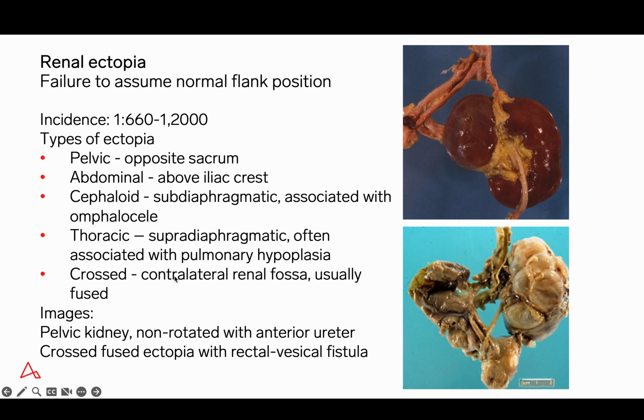And they can be crossed in the opposite renal fossa, in which case they are usually fused. The image on the lower right shows a cross-fused renal ectopia. Both renal masses are in the left flank, and we can see a crossing ureter going over here, the other ureter placed here. The patient also had a rectovesical fistula.